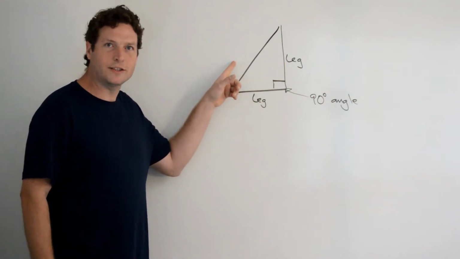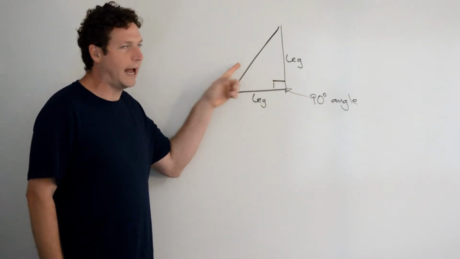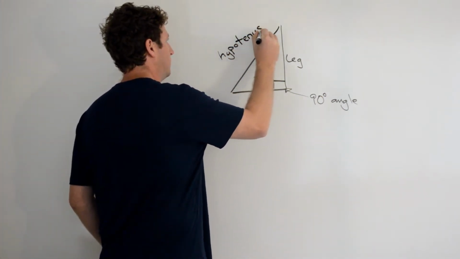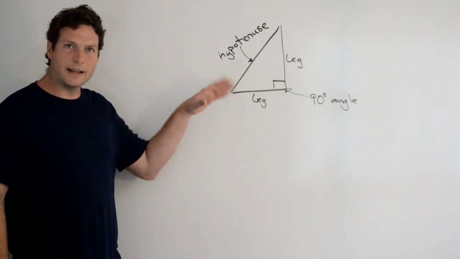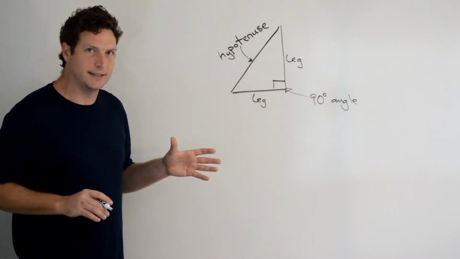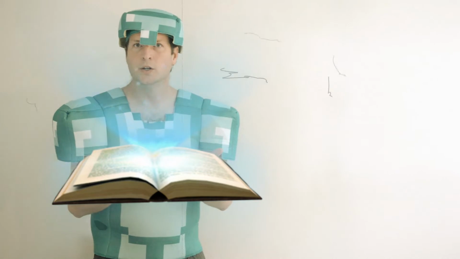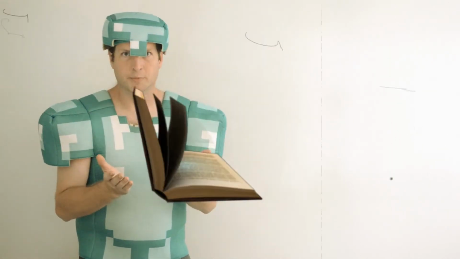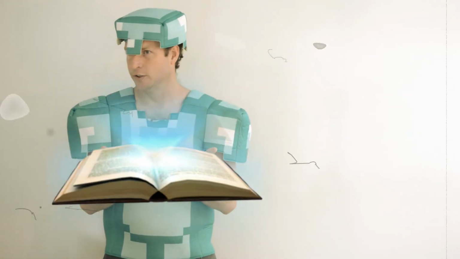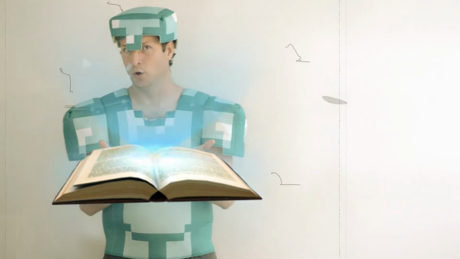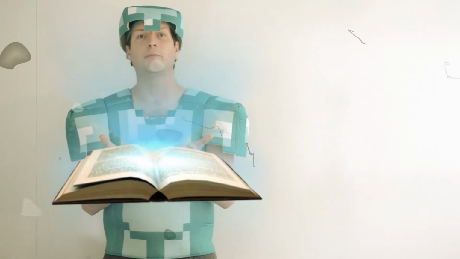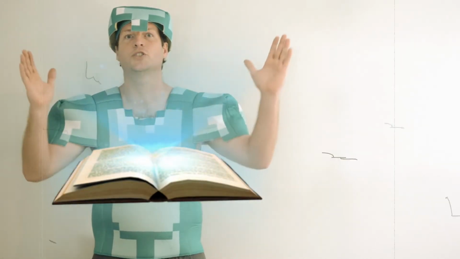We're going to call the long side that's opposite the 90-degree angle the hypotenuse. Now that we know the parts of a right triangle, let's talk about what the Pythagorean Theorem states. The Pythagorean Theorem is a fundamental relation between the three sides of a right triangle. It states that the area of the square whose side is the hypotenuse is equal to the sum of the squares of the other two sides.